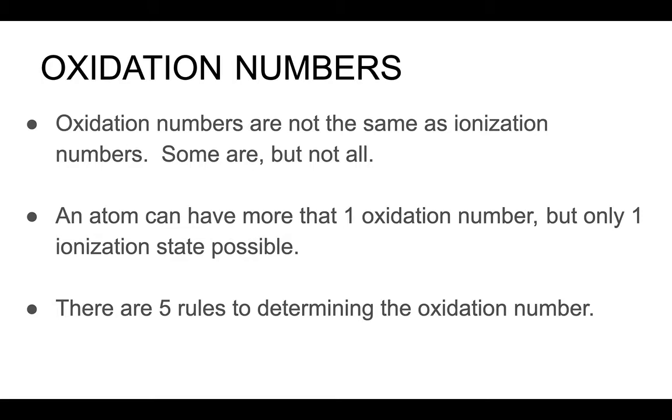So these oxidation numbers, they're not quite the same as ionization numbers. They do tend to be similar, but we can't rely on that to always be the case, because an atom can have more than one oxidation number. It typically only has one ionization state, but it could have more than one oxidation state. So we're going to go over 5 quick general rules to determine our oxidation number.